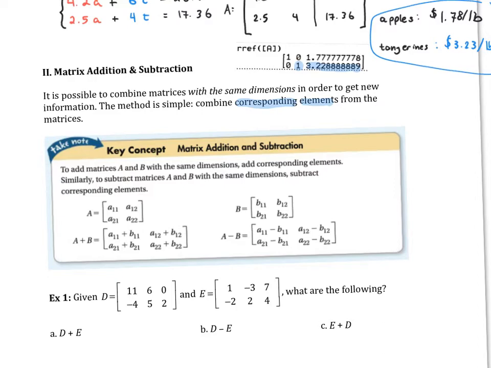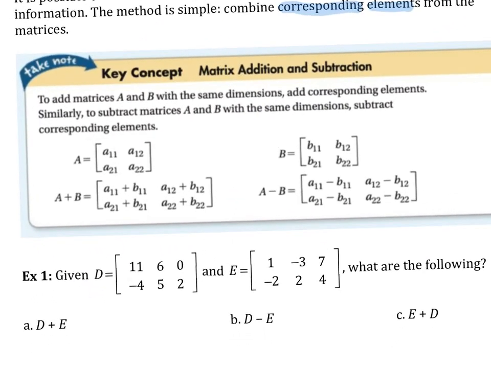So here's a formal definition from the textbook. To add matrices A and B with the same dimensions, add corresponding elements. Similarly, to subtract matrices A and B with the same dimensions, subtract corresponding elements. So this looks really complicated because there's lots of letters and numbers, but the most important part is simply this.